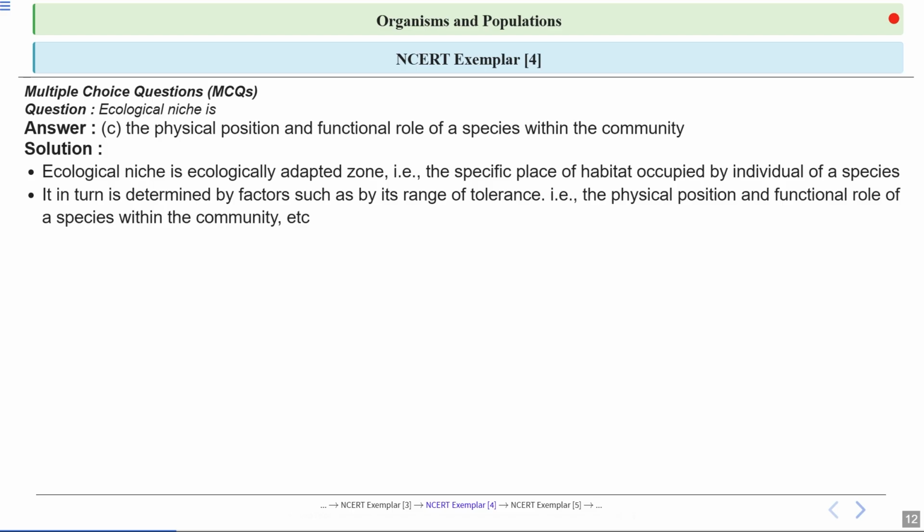Now, let's see what determines a species' niche. It's shaped by things like the range of conditions it can tolerate, such as temperature, food sources, and interaction with other organisms. So the niche is both where a species lives and how it functions in the community. Yeah, the rest of the options are incorrect.